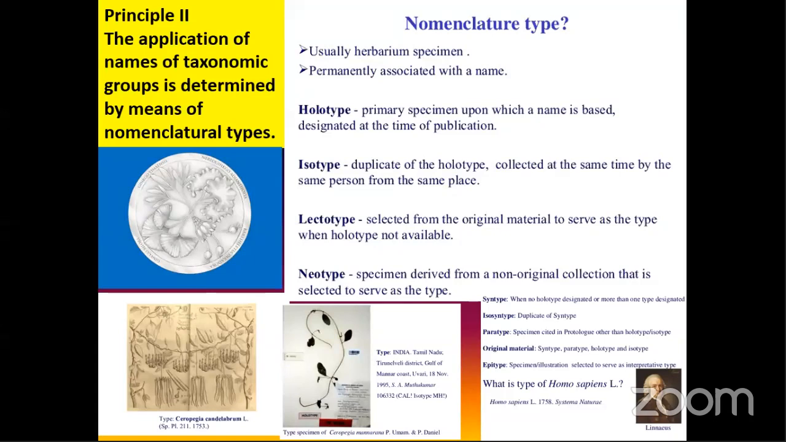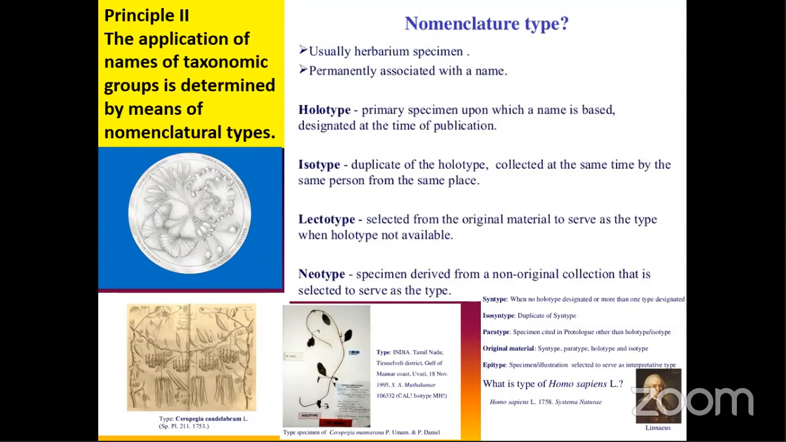So, holotype: the primary specimen upon which the name is based, designated at the time of publication. Whenever you publish a new taxon, you should have the first specimen which you describe. It must be preserved permanently with the name written on that herbarium sheet. That is a holotype, selected by the original author at the time of publication. Similarly, a duplicate of the holotype is called an isotype, collected at the same time by the same person from the same place.